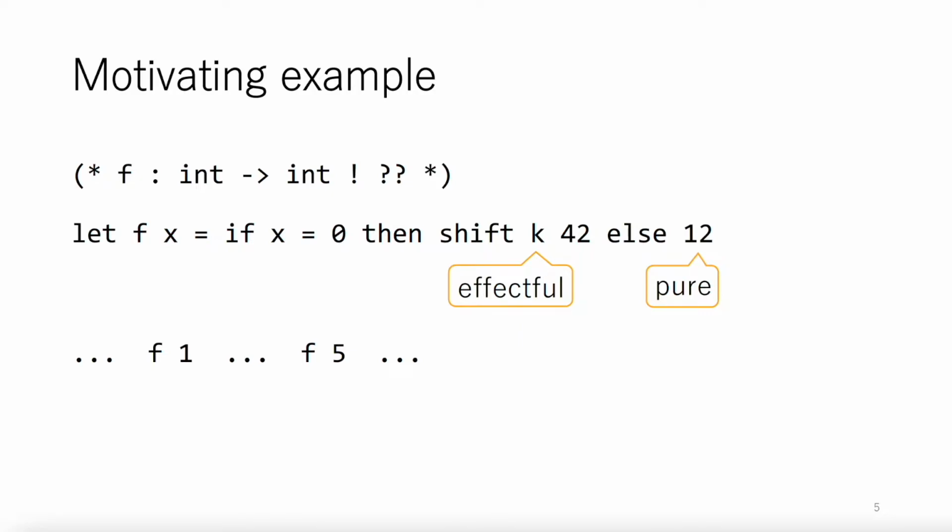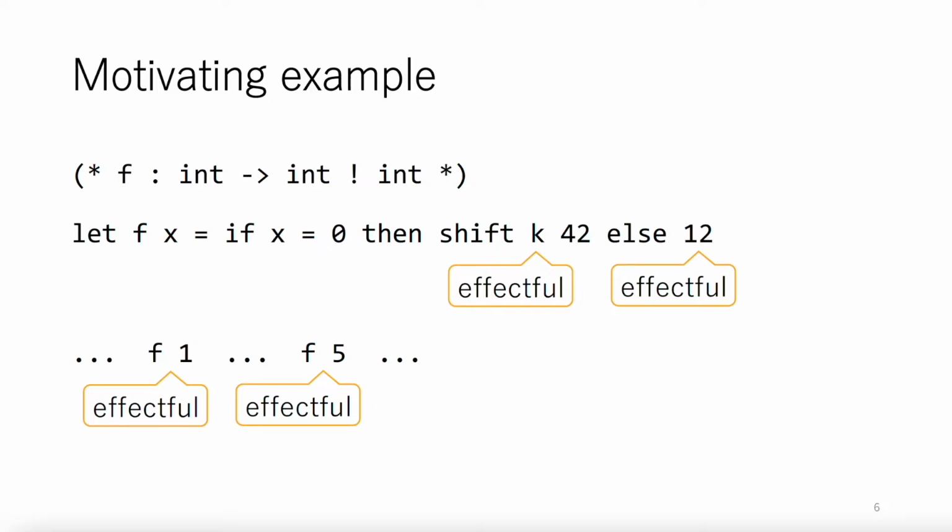As a motivating example, let's consider the function f here. This function performs a control effect if the argument is 0, and it returns a pure value in other cases. So the two branches have different effects. The then branch is effectful, and the else branch is pure.